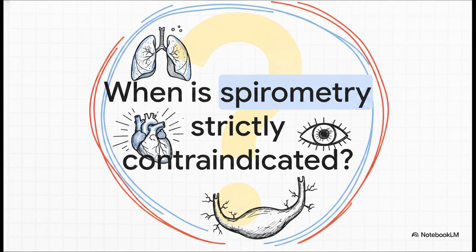Name one acute clinical situation where performing a maximal forced expiratory maneuver, meaning spirometry, is strictly contraindicated due to rapid intrathoracic pressure spikes. Remember, safety first. You must never order spirometry if rapid intrathoracic pressure spikes could be fatal for the patient. This includes conditions like a recent myocardial infarction, unstable angina, recent eye surgery, a pneumothorax, or a thoracic or abdominal aneurysm.